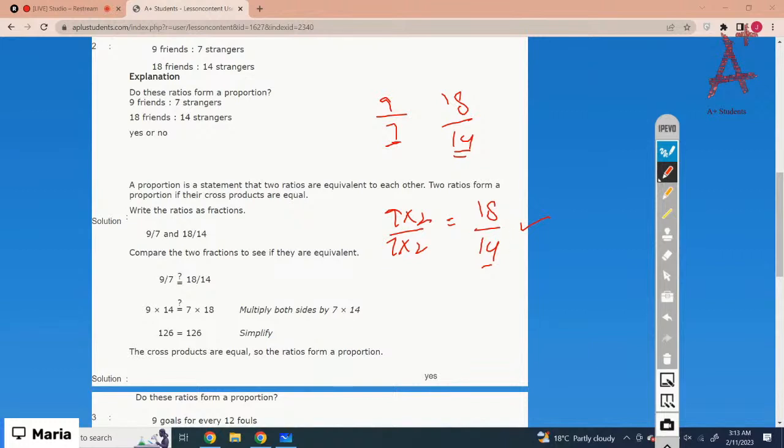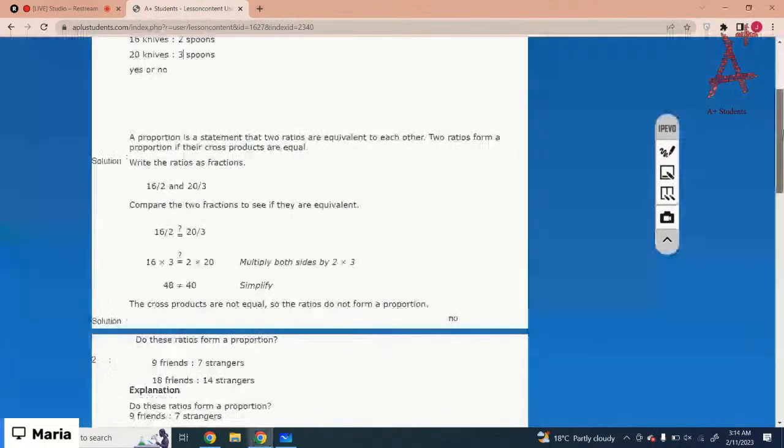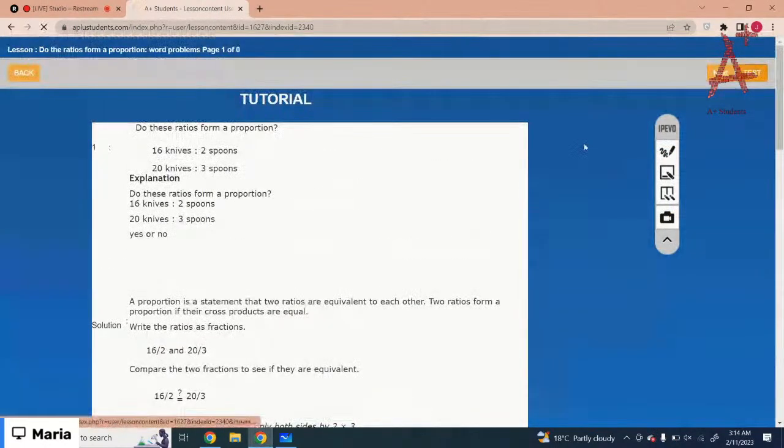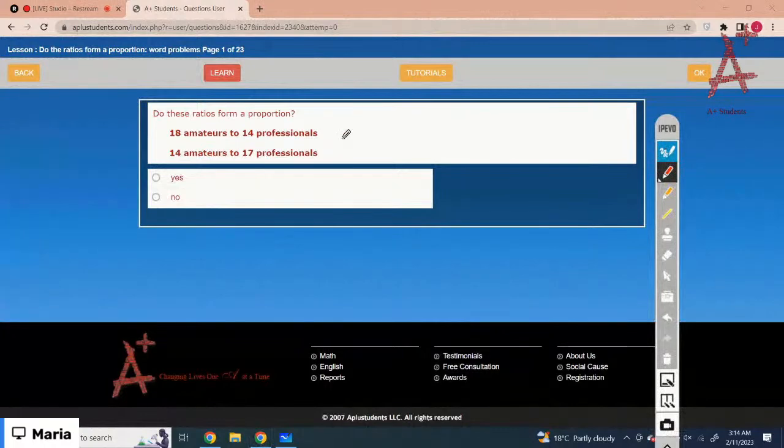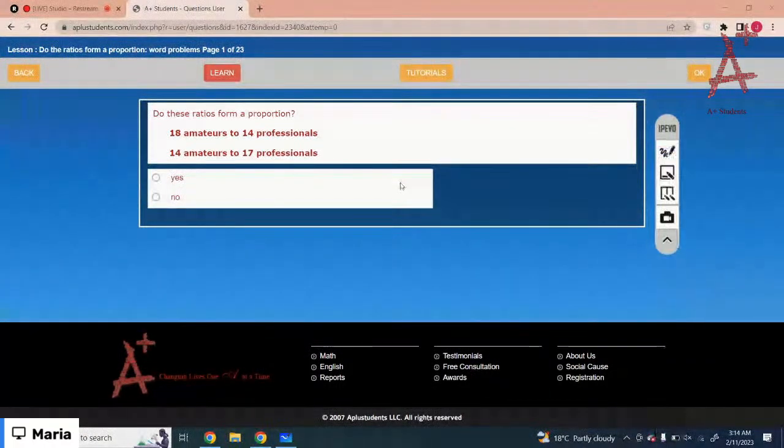Let's just start with the practice questions. Okay, do these ratios form a proportion? 18 amateurs to 14 professionals and 14 amateurs to 17 professionals. Let me just write down the question on the board, then we'll start.